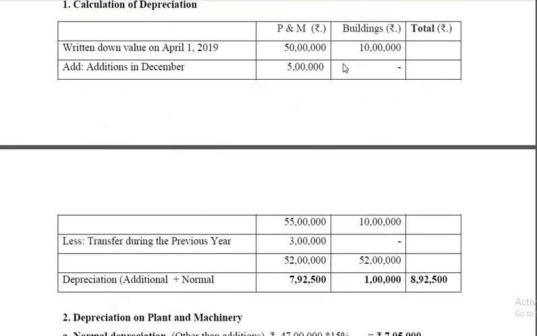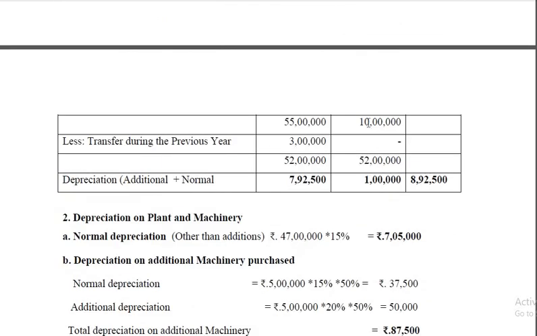Then on building, 10 lakh is the written down value at the beginning. No additions, no transfer, the amount remaining the same. Sorry, here it should be 10 lakh, not 52 lakh. A mistake has crept in. So it should be 10 lakh only. On 10 lakh at the rate of 10%, that comes to 1 lakh.